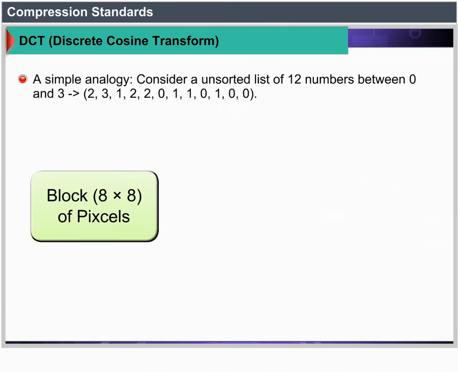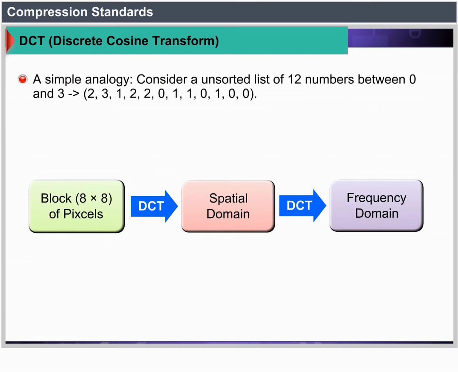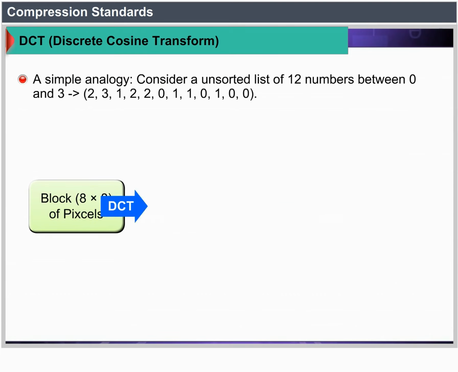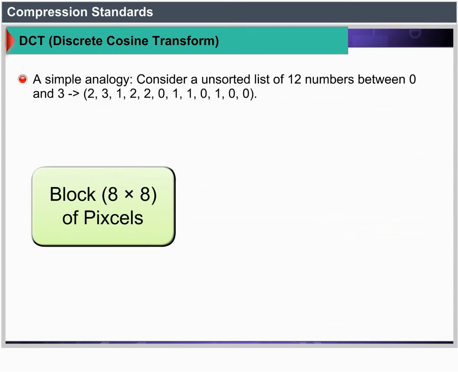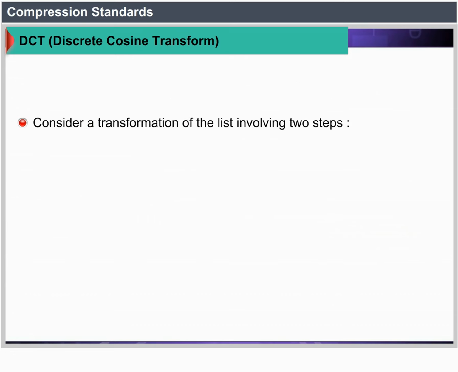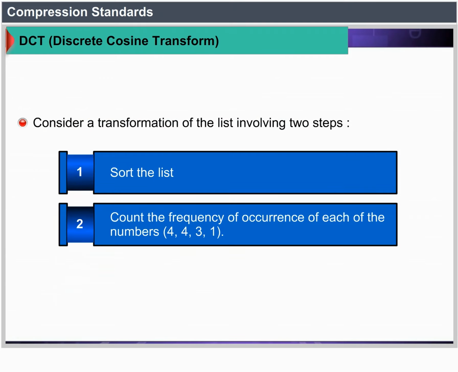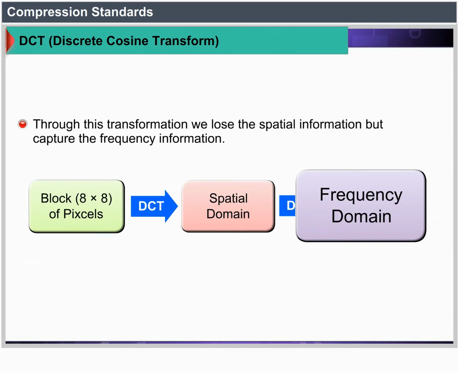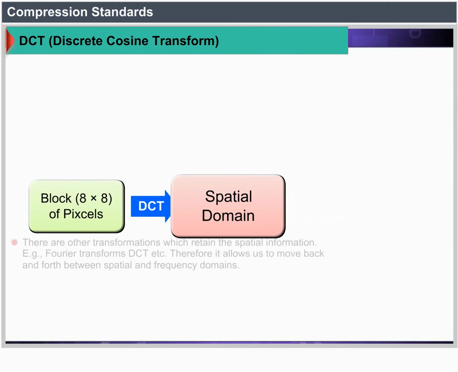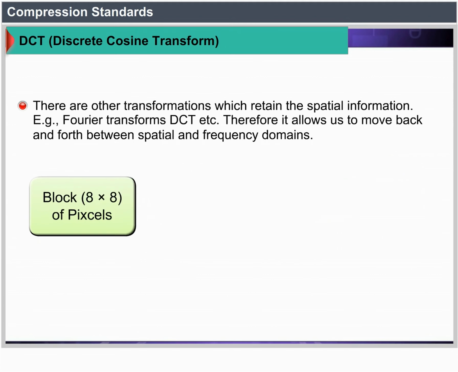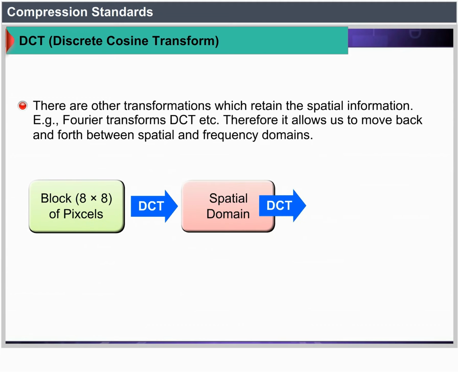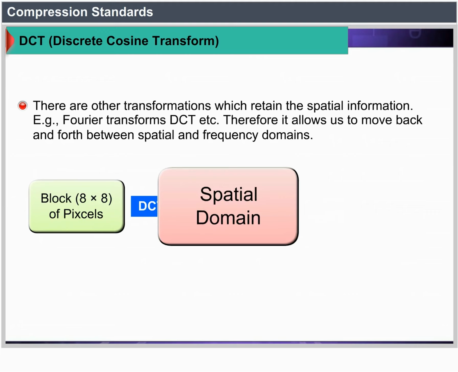A simple analogy can be, consider an unsorted list of 12 numbers between 0 and 3, such as 2, 3, 1, 2, 2, 0, 1, 1, 0, 1, 0, 0. Consider a transformation of the list involving two steps. Sort the list, count the frequency of occurrence of each of the numbers. Through this transformation, we lost the spatial information but captured the frequency information. There are other transformations which retain the spatial information, for example, Fourier transform, DCT, etc. Therefore, allowing us to move back and forth between spatial and frequency domains.